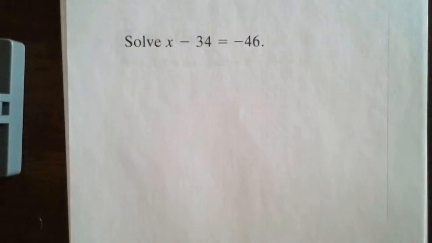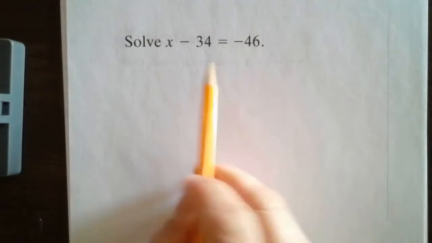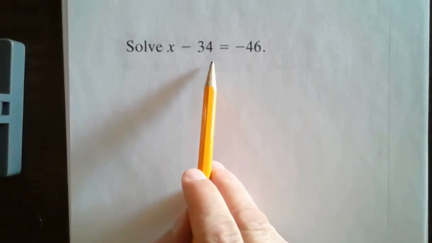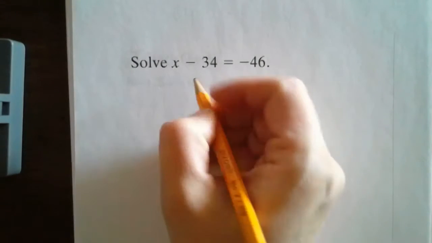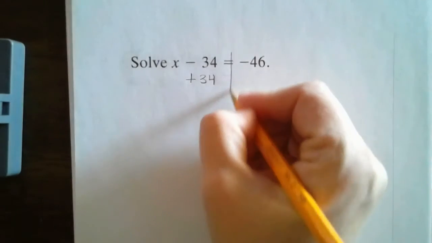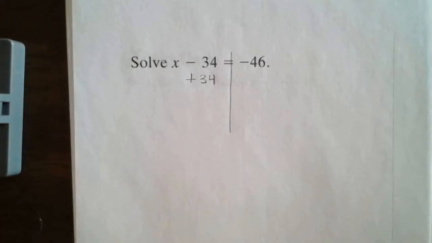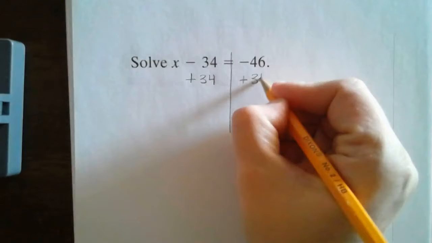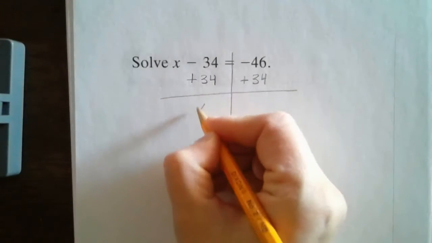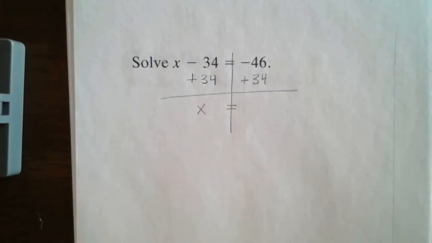Alright, you should be back with me. So let's look at this equation: x minus 34 equals negative 46. There's a subtraction here. I have to get rid of the 34. So what's the opposite of subtracting 34? Well, it's adding positive 34. But with the golden rule, whatever I do to one side of the equation, I have to do to the other side. So it's positive 34 on both sides. Okay, so what's left over? On the left side, my 34s cancel each other out. So I have x.